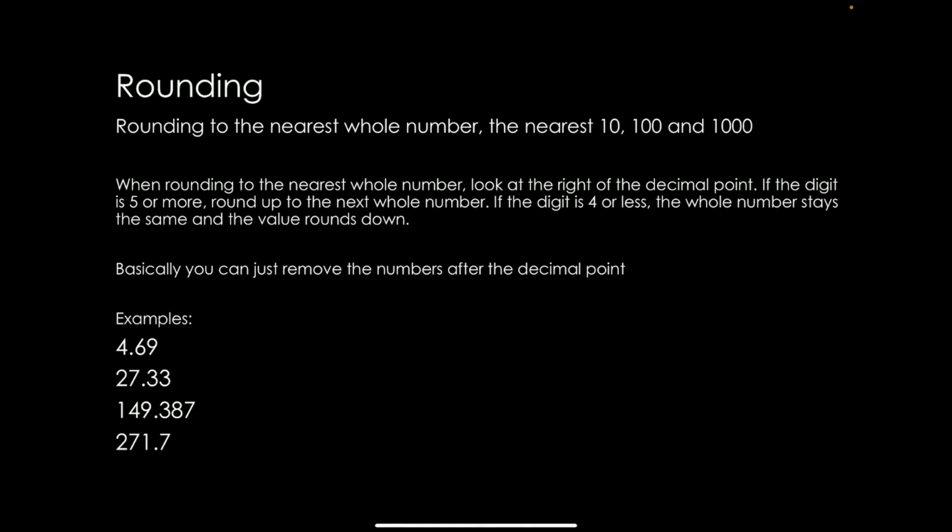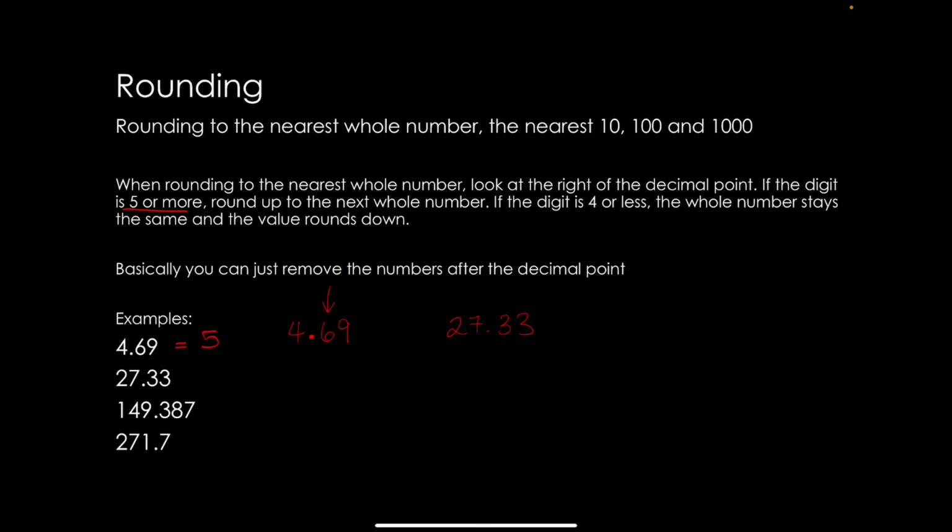It says, when rounding to the nearest whole number, look at the right of the decimal point. So, looking at 4.69, we're looking at the number to the right. Is 4.6 closer to 4 or 5? If the digit is 5 or more, we round up to the next whole number. So that's 5 or more, that's 6. So we would round up to the next whole number. So we would say that that's 5.